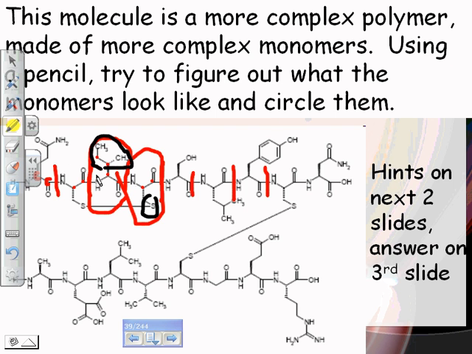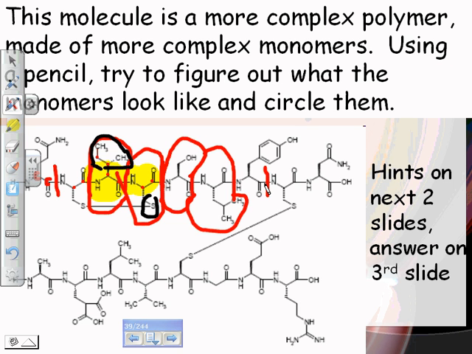So this stuff, nitrogen, carbon, carbon with an O, that stuff is the same. Here's another one, nitrogen, carbon, carbon with an O. So here's my next monomer. Nitrogen, carbon, carbon with an O. Here's my next monomer.